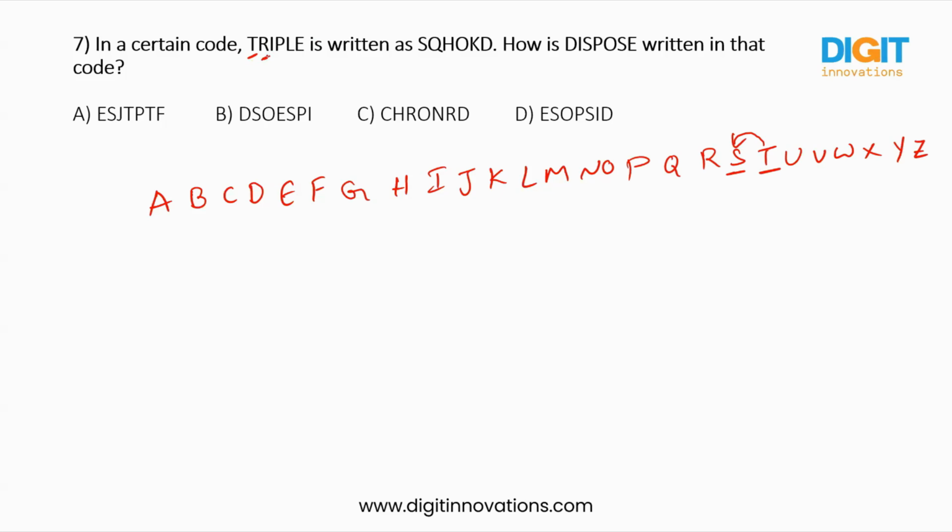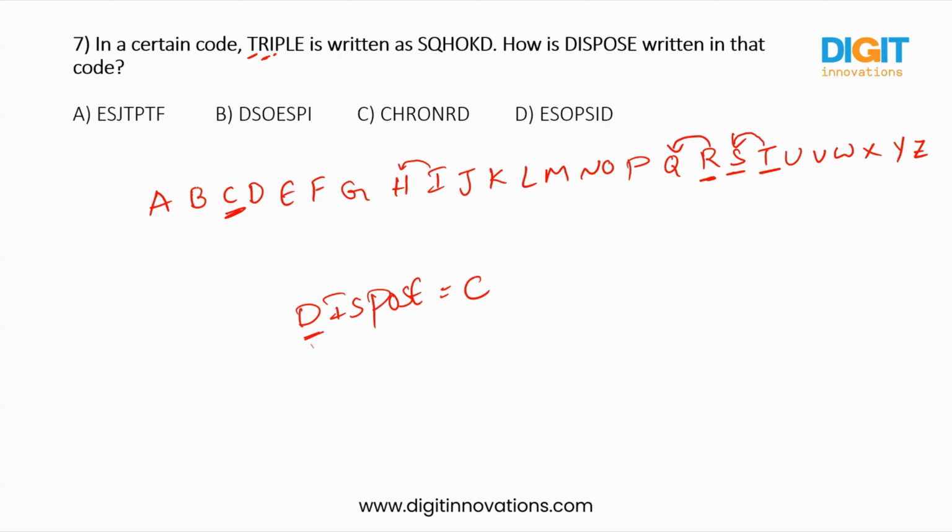So let us see if it follows the pattern or not. R is coded as Q. Yes, it is following. Let us see the other one. I should be H. So the pattern is whatever letter is there, it is coded as the previous one. So this dispose, let us see how it is coded. D, you have to take the one before, which is C.